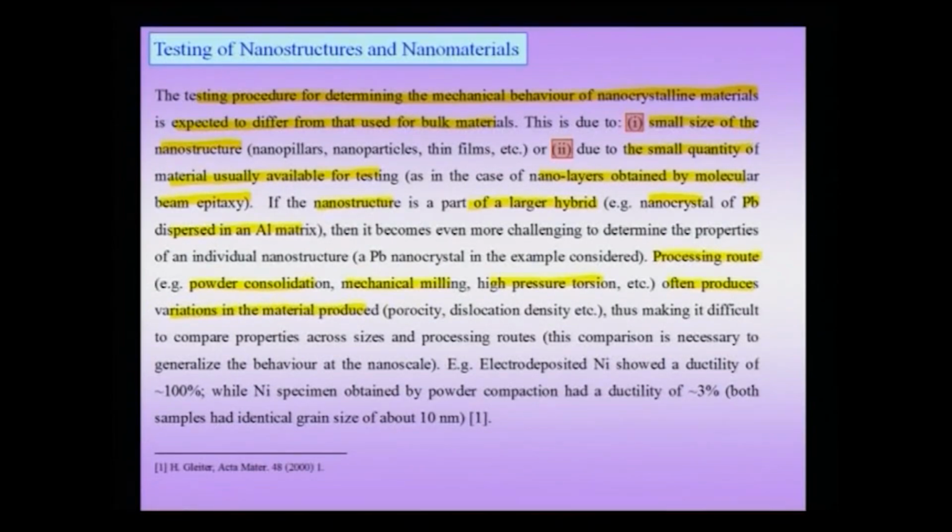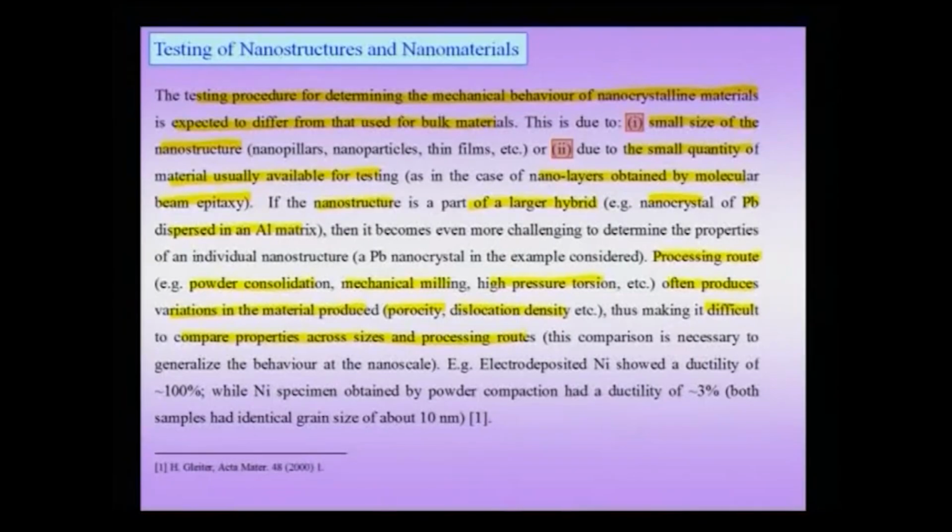For instance, the porosity could be higher when I produce using powder compaction, while the dislocation density could be high when I do it by mechanical milling or high pressure torsion. Hence, it becomes difficult to compare the properties across sizes and processing routes. This is an important challenge in studying bulk nanostructured materials: on one hand I do not have sufficient nanomaterial available for testing, but then every material cannot be produced by every processing route, and therefore I have a variation in properties which is inherent to the processing route itself.